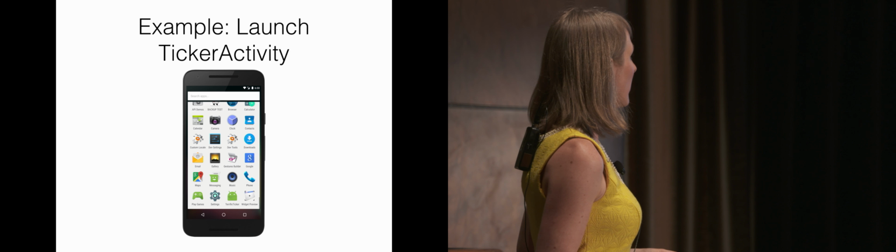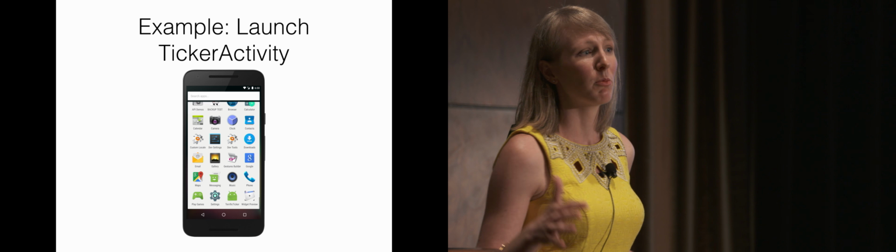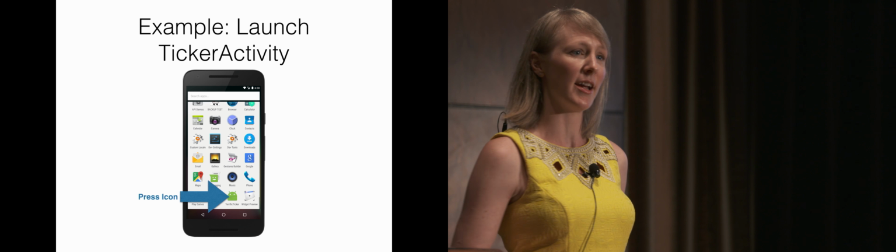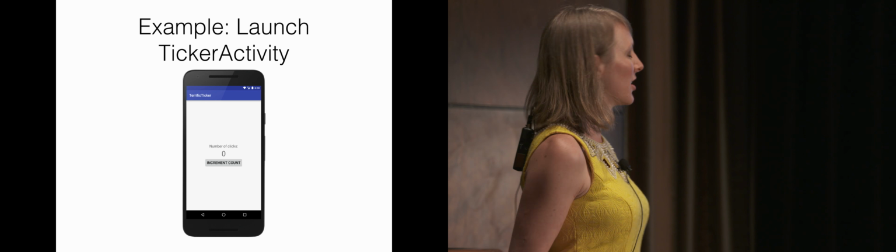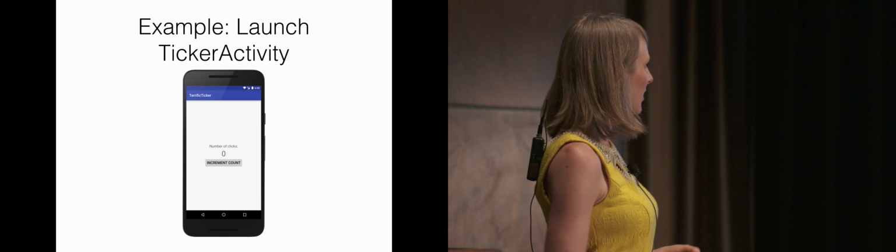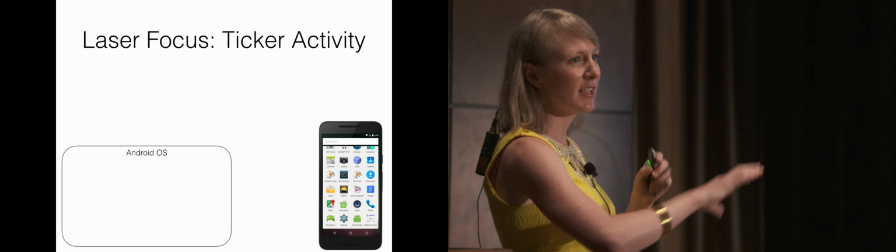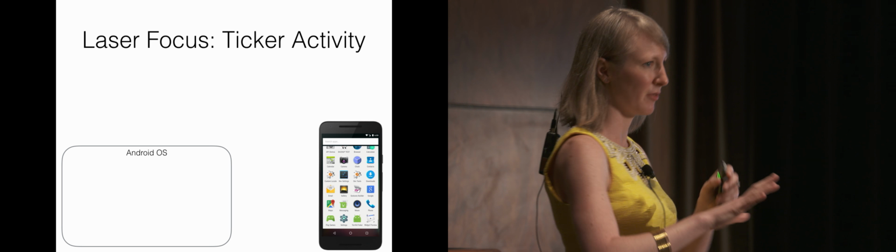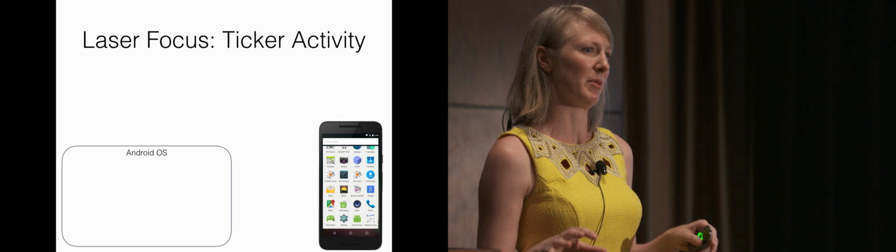The first example is super simple. We're just going to launch the activity, and we've already sort of talked about this. The user clicks on our icon, and the ticker activity is launched. You're going to see this same format of slides over and over, so I just want to make sure you understand where I'm trying to go and what I'm trying to represent.